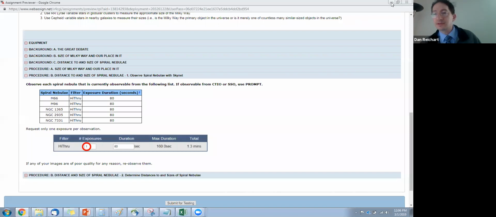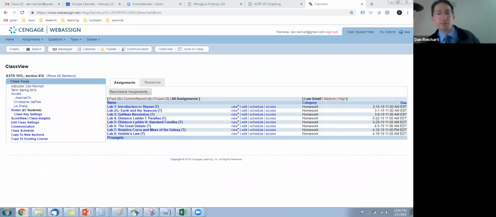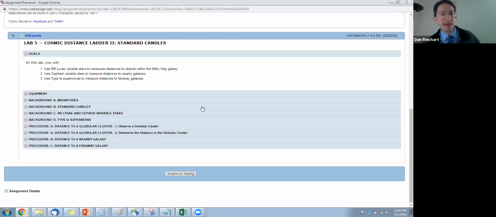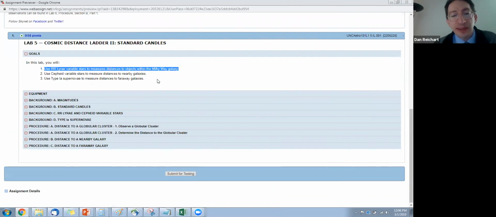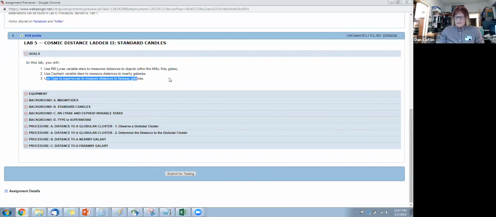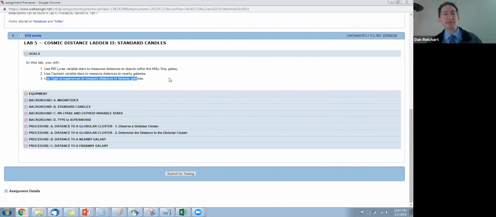Okay, back to Lab 5. Let's scroll on down to the goals. As I've already said, the goal is to use RR Lyrae variable stars to measure distances to objects within the Milky Way galaxy, use Cepheids to measure distances to nearby galaxies, and use Type 1a to measure distances to faraway galaxies. So again, it's like the last lab with parallax where we had repetition, but good reinforcing repetition. All 3 of these are standard candles, and so they're going to go through this process 3 times.